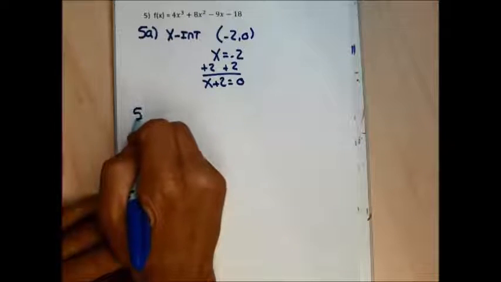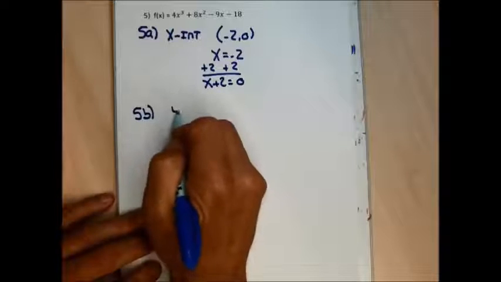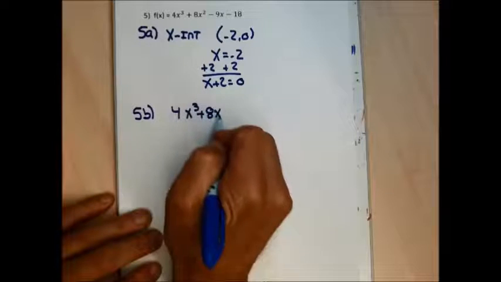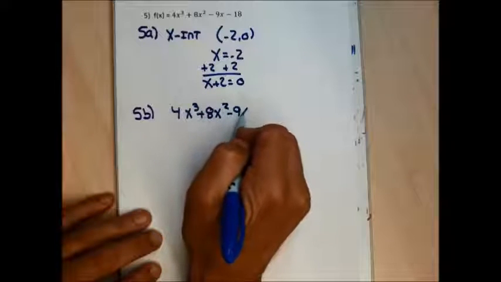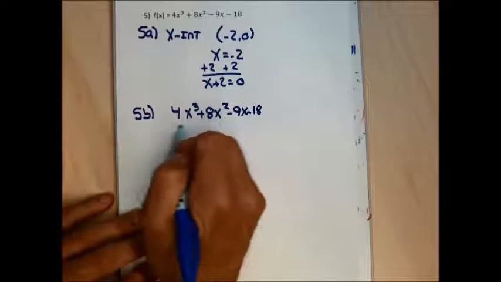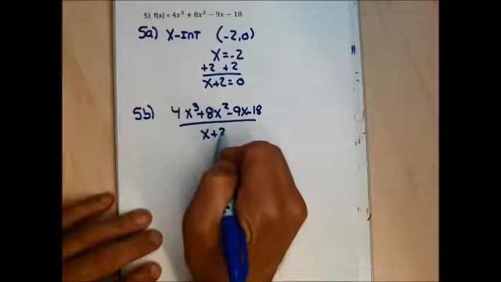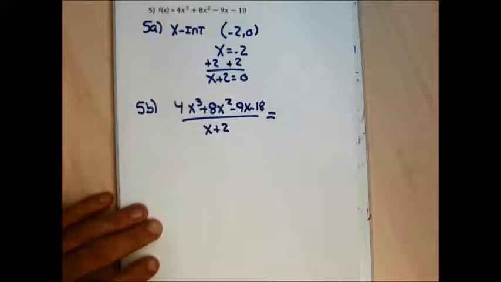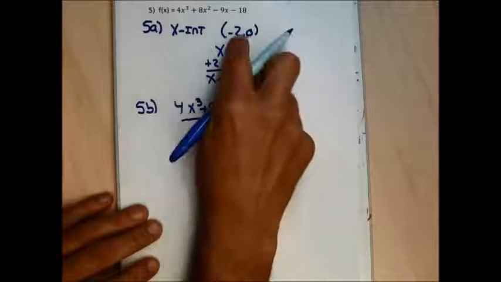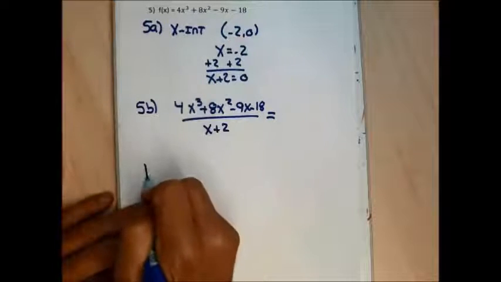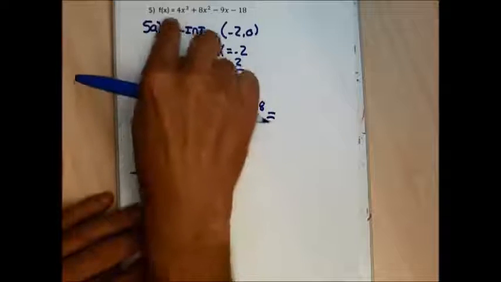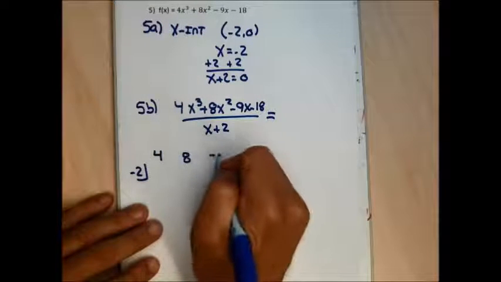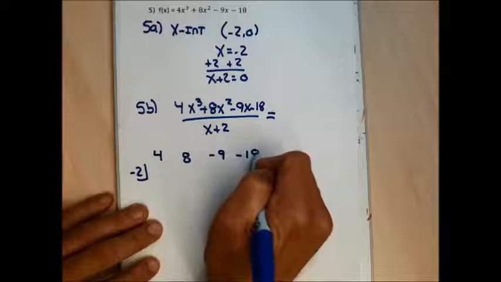In 5b, I want to do synthetic division, and the synthetic division I'm going to do is going to divide the polynomial by x plus 2. And that's going to have a remainder of 0, which is going to help me factor that polynomial. To do the synthetic division, the x part of the x-intercept I put in a backwards L, and the coefficients I write across. So 4, 8, -9, and -18.